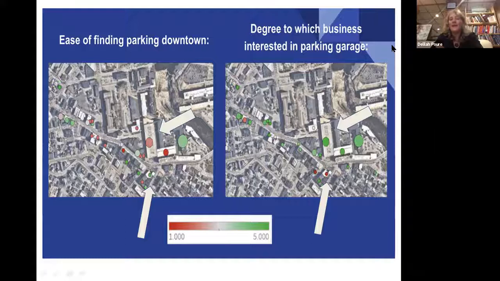Now, if you go to the right side of the screen, it shows the degree to which the businesses are interested in a parking garage. Well, what do you know? That mill building that finds it very difficult to find parking had a high rating of interest in a parking garage being built, versus the man who has 7 spots outside his business. Right. We don't need a parking garage downtown. Of course we don't, because you have 7 parking spots outside your front door. And that is just a way to, again, show things visually that change how people look at things. They can help you tell a story about data.